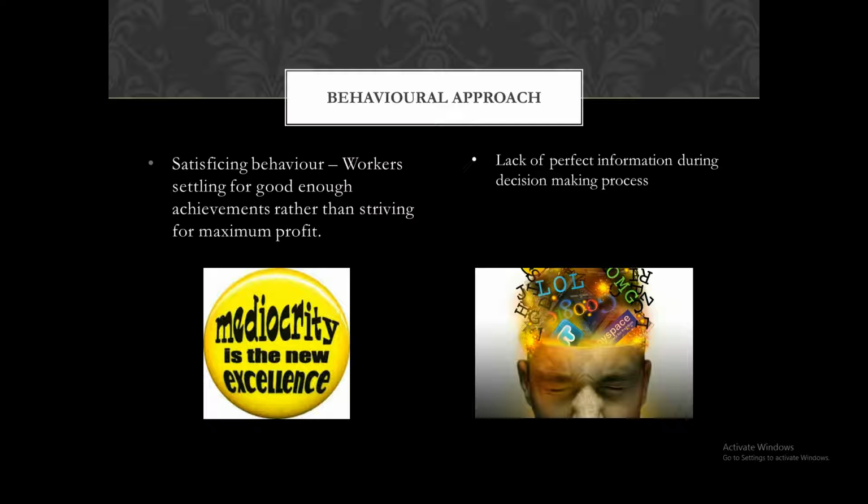Satisficing behavior, in which workers settle for a good enough achievement rather than striving for maximum profit, is another reason why firms make decisions which do not always maximize profits. The lack of information across the management chain during the decision-making process can also lead to poor decisions by the firm.